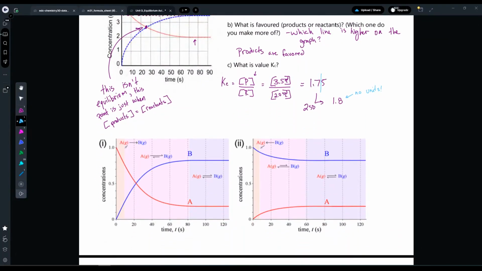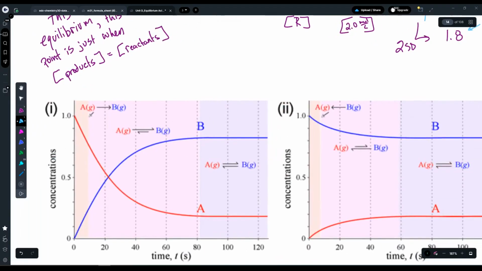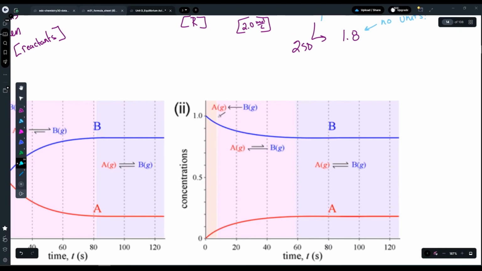So just down below here, we have some more examples of equilibrium graphs. For the forward reaction going from substance A to substance B, substance B is our product, so you can see that as the forward reaction happens, the concentration of substance B increases. Whereas our reactant decreases in concentration, which makes sense because as the forward reaction happens, products are being produced and reactants are being used up.